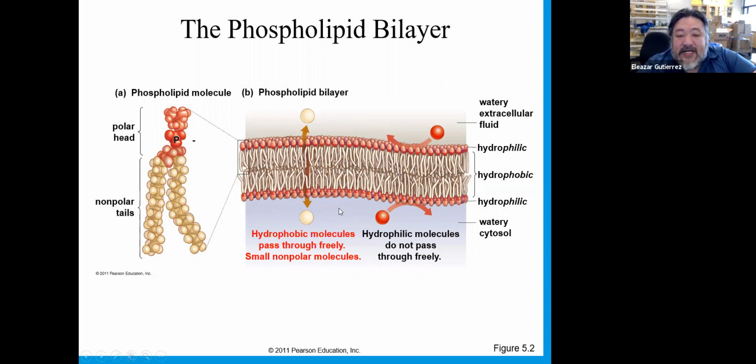As a matter of fact, they did an experiment, and they put green fluorescent protein on one of these molecules, and they put a laser on it. Then they measured how long it took for this thing to diffuse throughout the entire cell.